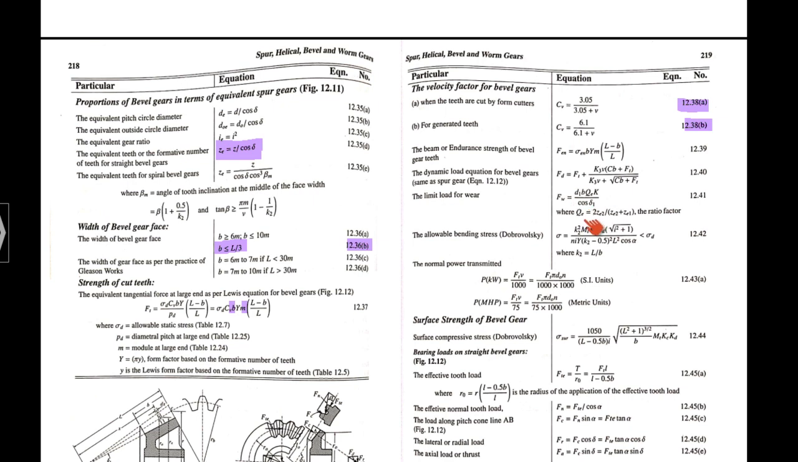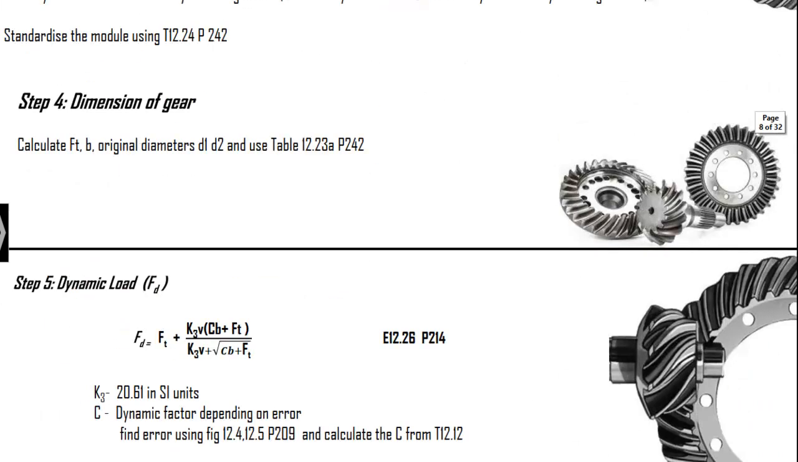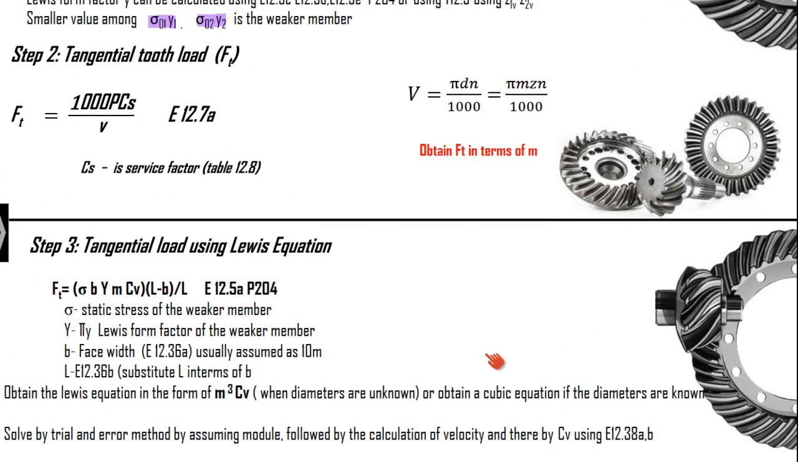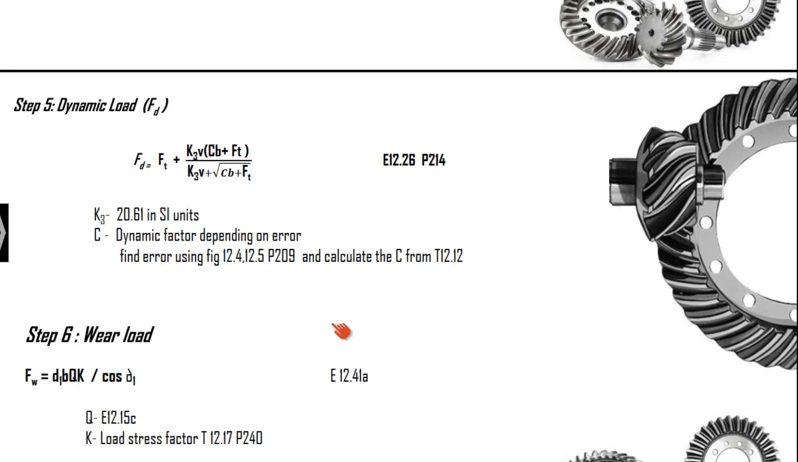Also, one of the important things you have to note here is that for the calculation of Q, you will be using the formative number of teeth, and that is not the case for helical gear. There we use the actual number of teeth, but for the bevel gear, you have to use the formative number of teeth for the calculation of Q. This much is the points that you have to keep in your mind when you discuss the design of the bevel gear.